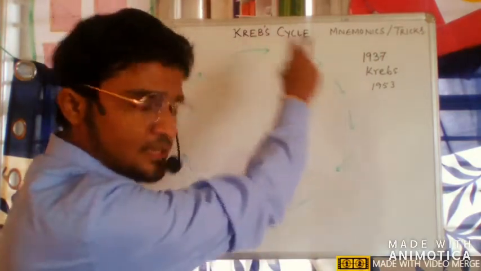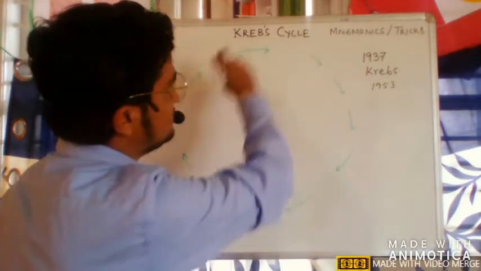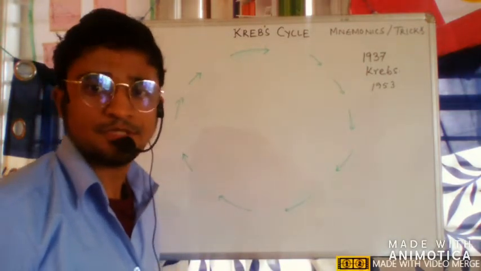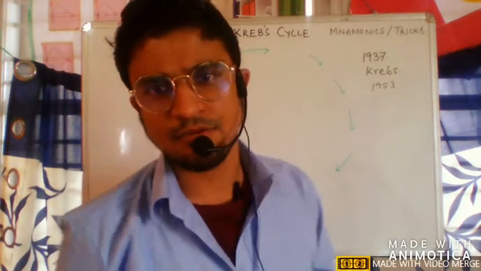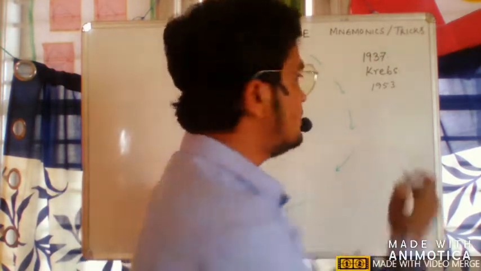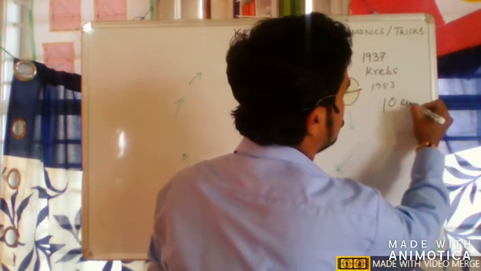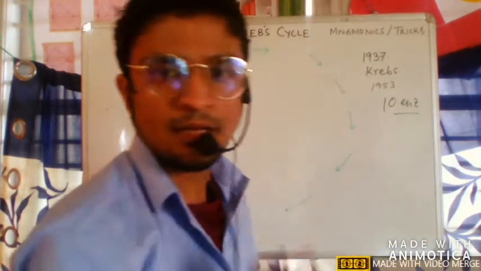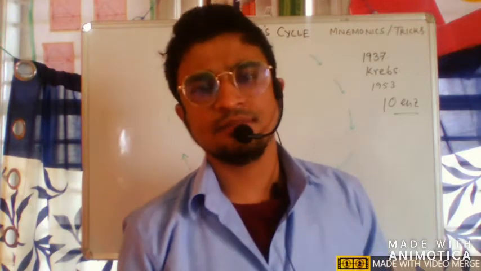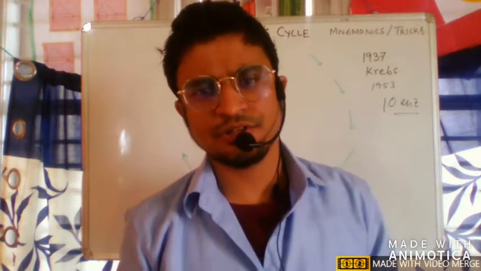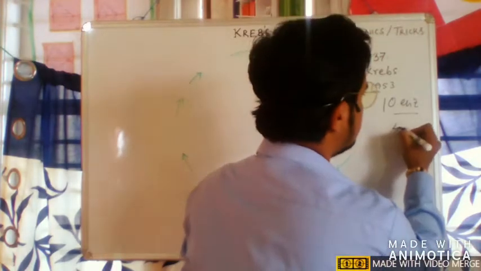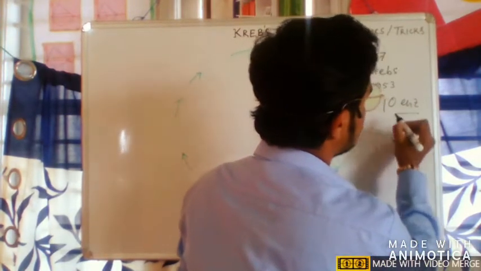Cycle means it goes continuously in one direction. In one step you have the production of GTP and ATP, and in some steps you have the production of CO2. A total of 10 enzymes are required. That is very important. In 4 steps you can see the dehydrogenation reaction and 2 decarboxylation reactions. So, 4 dehydrogenations and 2 carboxylations.